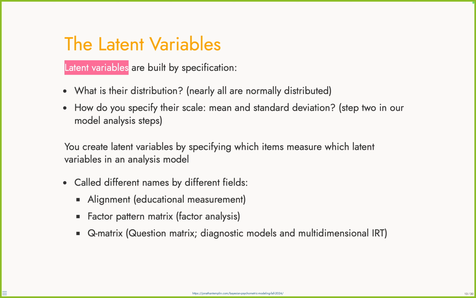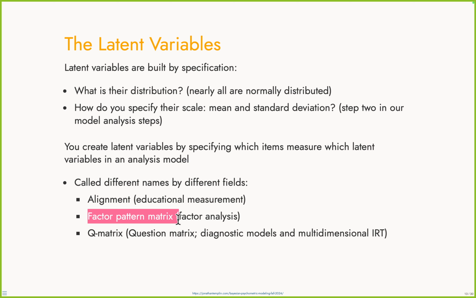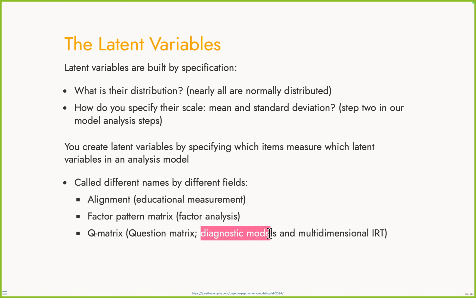In non-educational settings, if you're in psychology looking at personality theory and so forth, we may sometimes call this a factor pattern matrix, referring to the pattern of results that came out of an exploratory factor analysis, like which items had the biggest loadings on which factors. But generally for me, in the world I live in, the research I've worked on extensively throughout my career is something called diagnostic models. We refer to this as building a Q-matrix. This is short for question matrix.